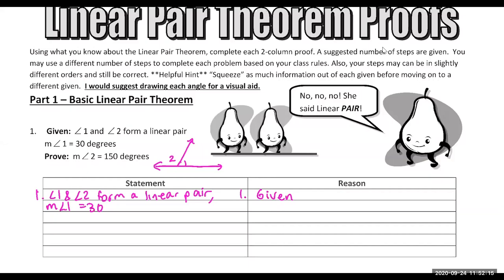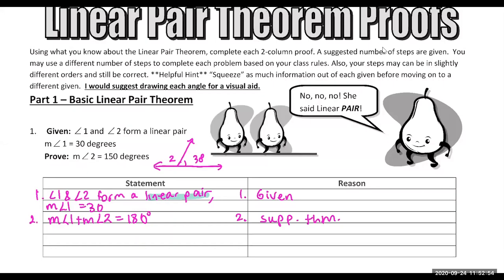Okay, so angle 1 and angle 2 form a linear pair. You're also given that angle 1 is 30 degrees, so I mark off my picture. I go to step 2, and I'm going to use the fact that they mentioned this is a linear pair. According to the supplements theorem, if it's a linear pair, the measure of angle 1 plus the measure of angle 2 must be equal to 180 degrees. That's by the supplements theorem, which you can abbreviate as SUPP THM.